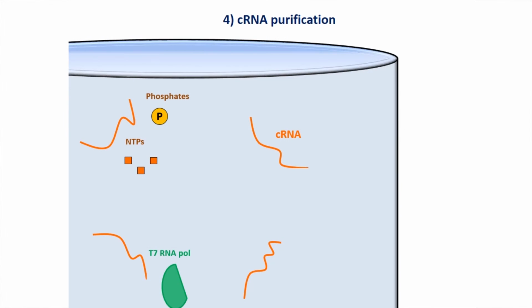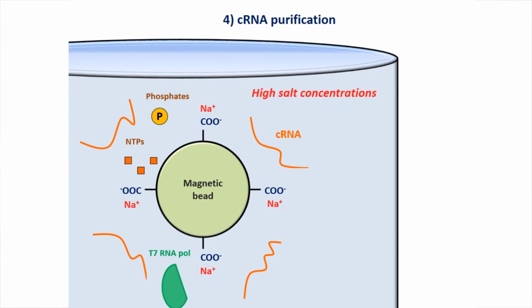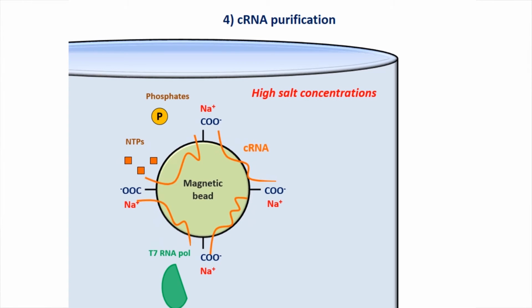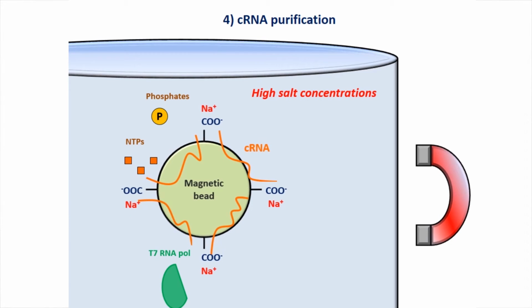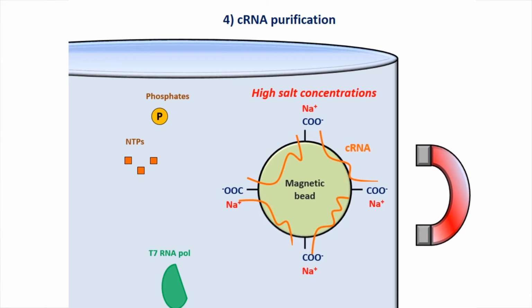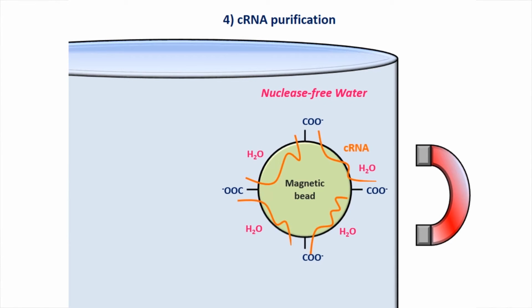cRNA is purified by adsorption of RNA to magnetic beads. The tube is moved to a magnetic rack and the beads are captured by the magnet. Supernatant is discarded and the beads are washed in order to remove enzyme, salts, inorganic phosphate and unincorporated nucleotides. cRNA is eluted from the beads using nuclease-free water.